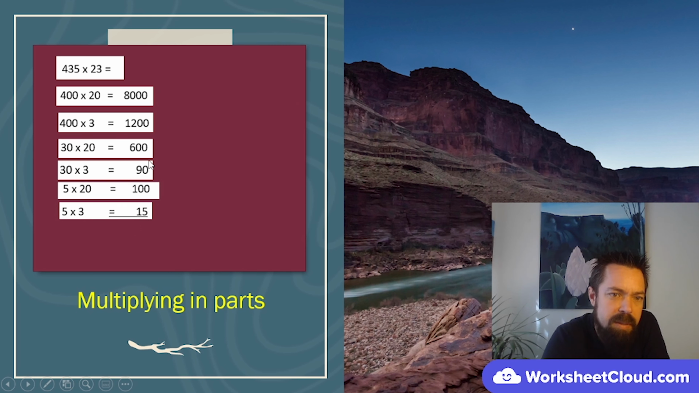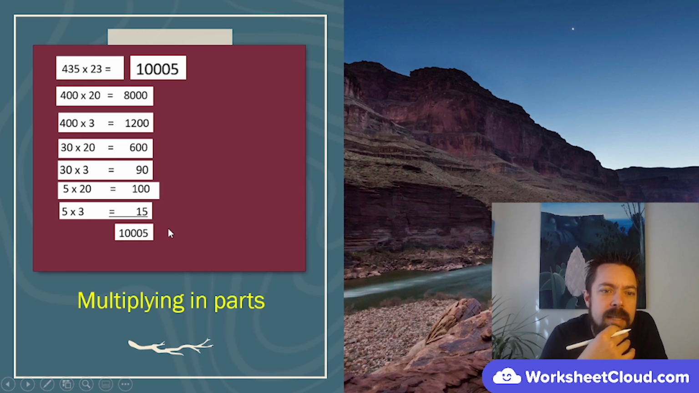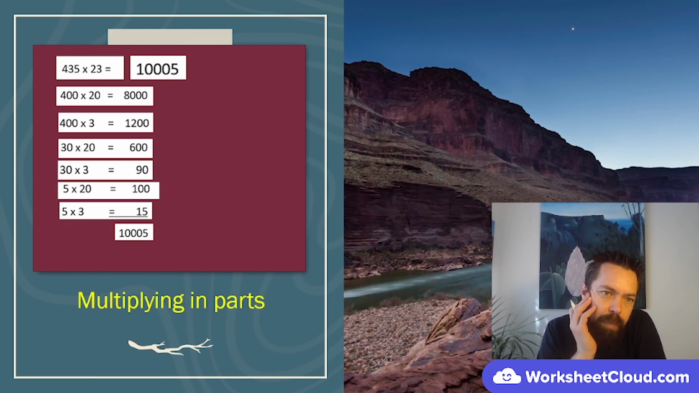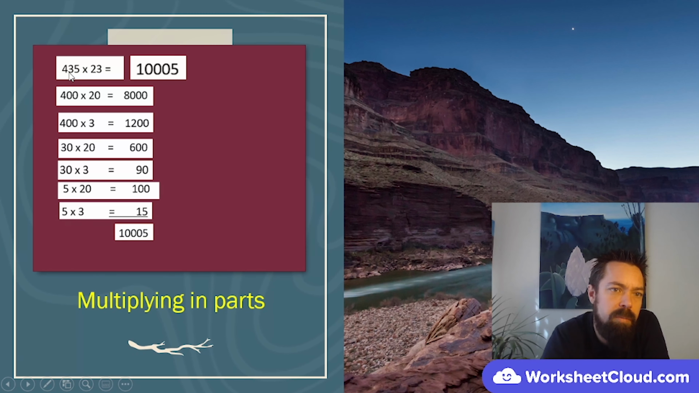So 0 plus 0 plus 0 plus 0 plus 0 plus 5 is 5. 0 plus 0 plus 0 plus 9 plus 1 is 10, so 0 carry 1. That 1 is in my head, plus 2 is 3, plus 6 is 9, plus 1 is 10, 0 carry 1. 1 plus 8 plus 1 is 10, 0 carry 1, and my answer is 10,005. So it's a nice way when you're learning to multiply, where you multiply each of the pieces out like that. The reason it's not my favorite method is because I sometimes see children miss out on one of the things they had to do.